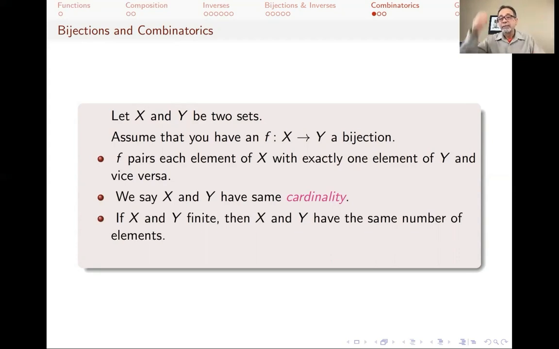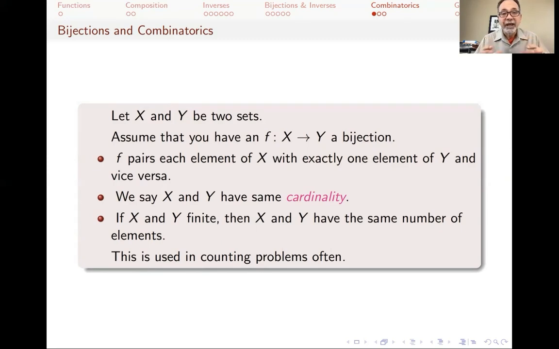If x has 10 elements, then y will have 10 elements because we just matched all of the elements. If x and y are not finite, then they're infinite. For infinite sets, we still can have bijections, and that's when we use the word cardinality. The next video in this sequence will explore that. In combinatorics, we're less interested in that. We're interested in the case when x and y are finite.